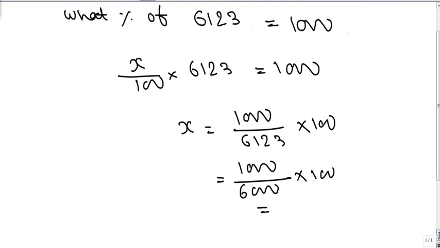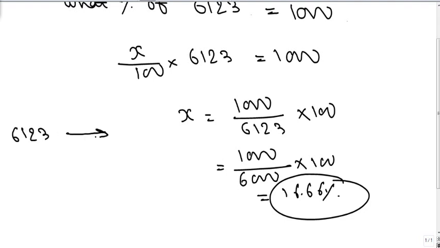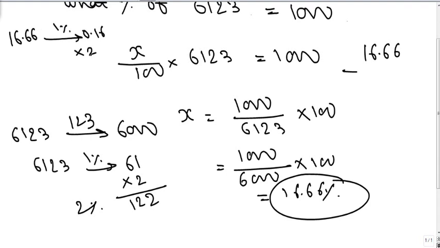we get 1 by 6, which is 16.66%. But we have made 6123 into 6000. We have reduced by 123. 6123's 1% is 61. 2% will be 122. So the answer we have got, we need to reduce by 2%. Now what is 16.66? 1% is 0.16. So 2% will be 0.32. So 0.3. So we get 16.3.